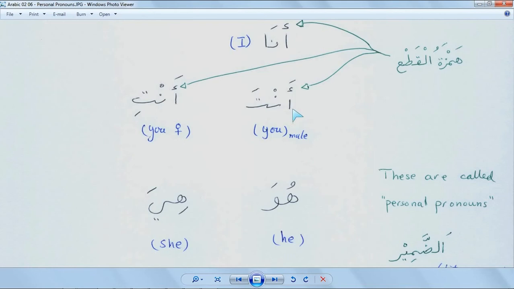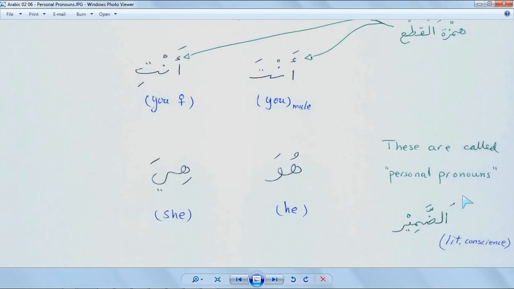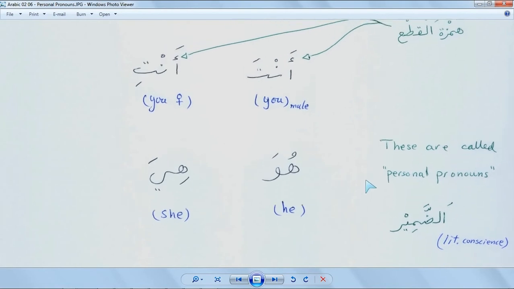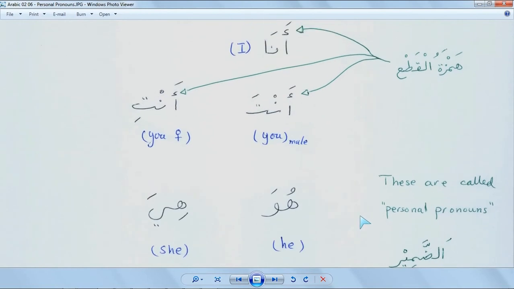So the pronouns introduced are ana, I, anta, you for a male, and anti, you for a female. Just note the equivalent pronoun in English is you, and there's no differentiation between male and female in English. Huwa for he, and hiya for she. These are called personal pronouns. The word for pronoun in Arabic is ad-dhamir, which literally means conscience. So it's literally talking about yourself without referring to yourself by name.